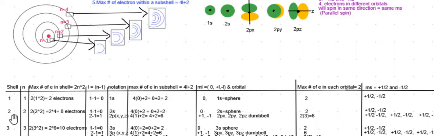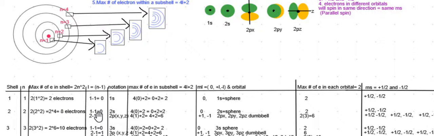Now let's do shell 2. For shell 2, n is 2, L is 0 and L is 1. Now to find the maximum number of electrons in the shell, you would do 2n squared. So you would plug in 2 for n, and the reason you would plug in 2 is because this is the second shell. We're doing the second shell, and so n is 2. And then 2 squared is 4, 4 times 2 is 8, so that's 8 electrons.